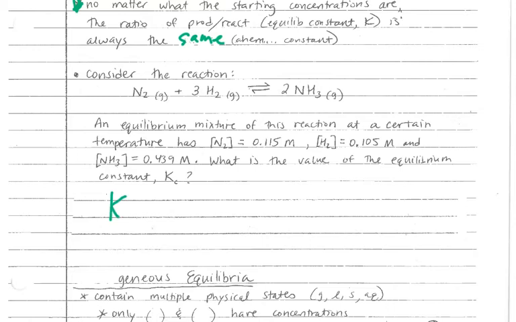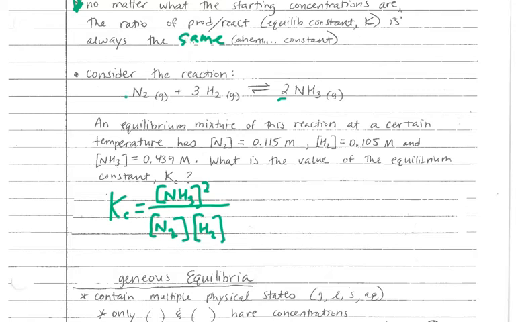So the first thing we want to do is just write out what is the equilibrium constant expression. Just convert this formula into an expression. So we want products to the power of their coefficient, so that's going to be squared, divided by reactants. The 2 reactants are N2 and H2.